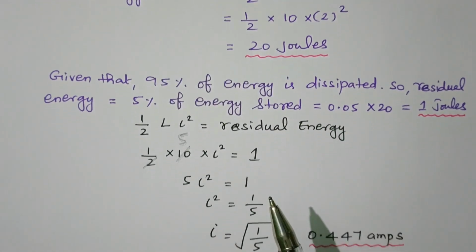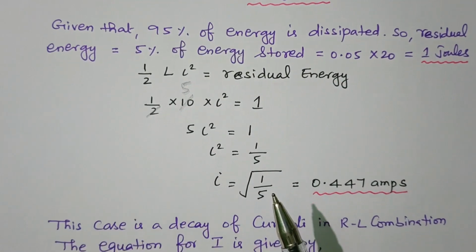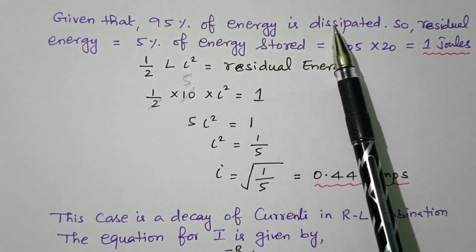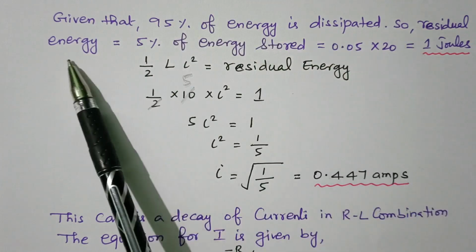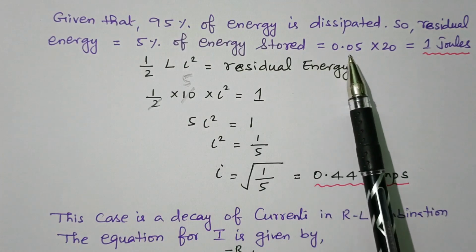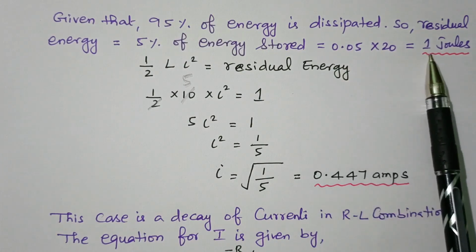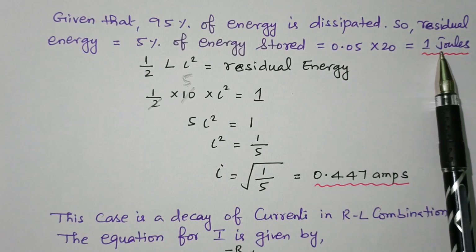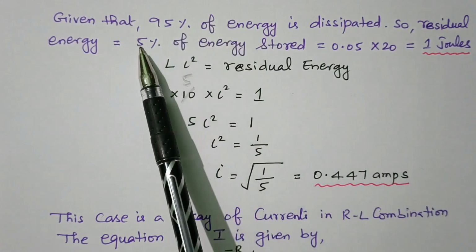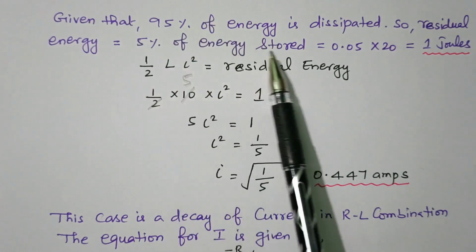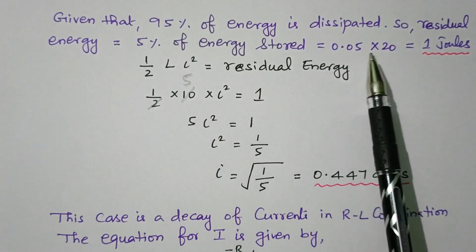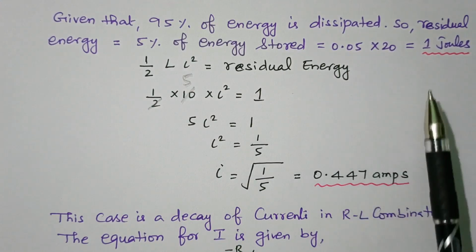Now we'll see what happens if it is 95%. Given that 95% of the energy is dissipated, the residual energy is 5%. So the energy stored equals 0.05 into 20, equal to 1 joule. So this residual energy is 1 joule. Out of 100, 95 is dissipated and 5 is residual energy. That 5 means 5 divided by 100, 0.05 into 20, the total energy, is 1 joule.